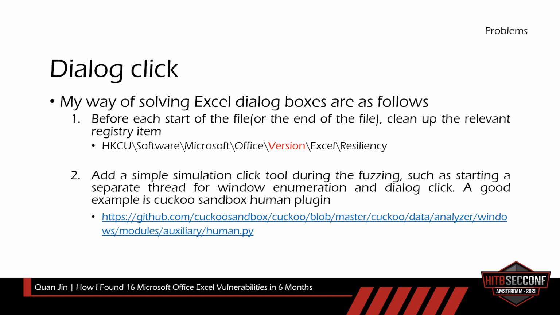Number 1. Before each start or end of a file, clean up the relevant registry items. Number 2. Add a simple simulated click tool during fuzzing, such as starting a separate thread for window enumeration and dialog click. A good example is the Cuckoo Sandbox Human plugin. These methods can only handle most of the dialog box click problems. There are still some dialog boxes that I cannot solve, but there is no need to be perfect. It is enough to do this.